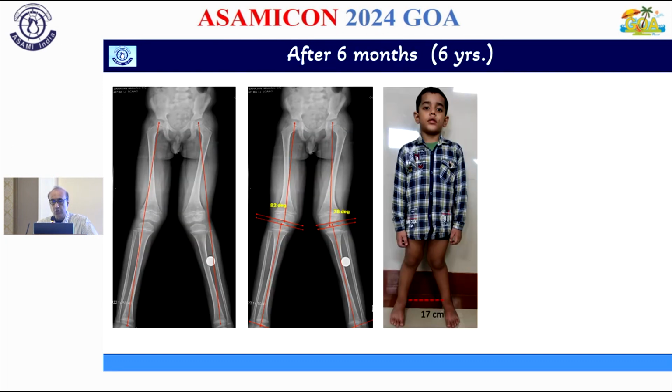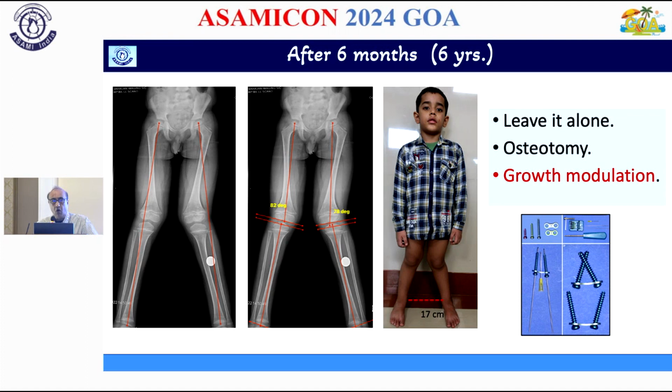But when he showed up at 6 months, the deformity persisted with 17 centimeters with abnormal LDFA. So what should you do? Leave it or go for osteotomy? The best option is growth modulation. As Heisenberg says, the best osteotomy is no osteotomy, if possible.